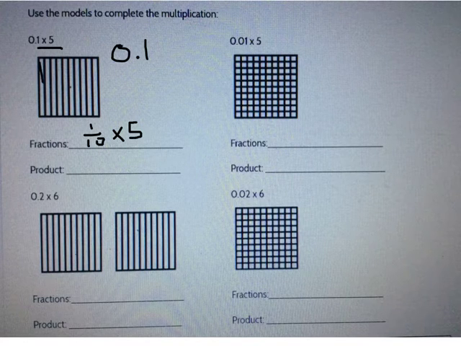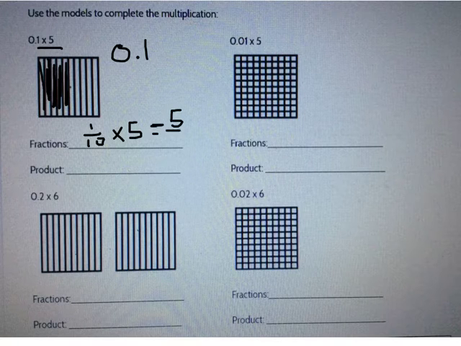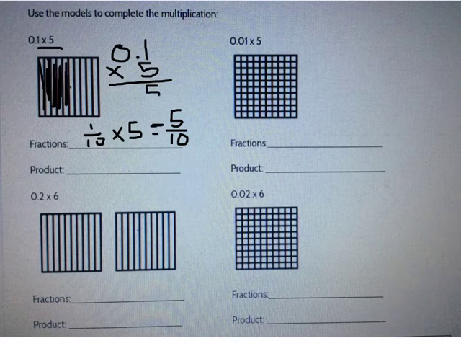So on my model, I would shade in 5 of the tenths. 1, 2, 3, 4, 5. If I multiplied the fraction 1/10 times 5, what would my result be? My result would be 5/10. So when I multiply the decimal 0.1 times 5, I know that 5 times 1 is 5, and my result is going to be in the tenths place. So I need one number behind the decimal. I get 0.5, or 5/10.